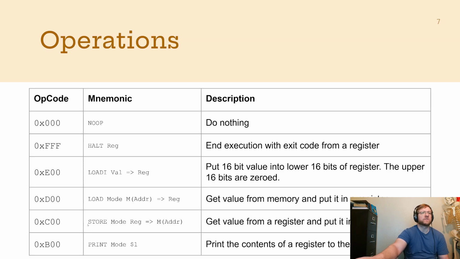C is going to be store. So we're going to take a value in some register and we're going to dump it into memory at some address, and again, we need a mode to figure out this address. We'll talk about addressing in a bit when we implement it. And then B will be print, with some print mode. This will be different from the other mode. We'll have to detail all these in a separate document. But it'll print whatever value is in a register. And that's basically it. That's everything we need to start implementing this Do VM.